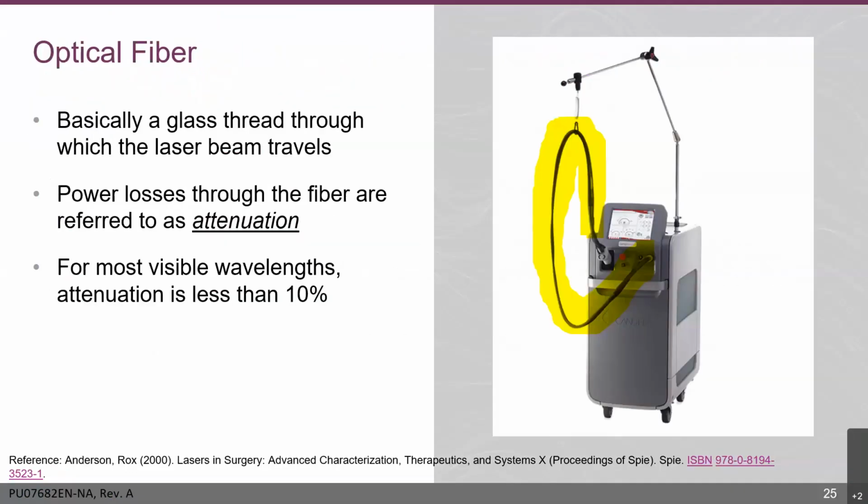Here is our optical fiber. And in this example, we're using it with our Gentle Pro series. So the laser light is produced within the system itself. Then the light passes along this fiber optic cable to the handpiece and to the tissue that we're treating. There is a small amount of power loss when you're using a fiber optic cable, and this is referred to as attenuation. Generally, for most visible wavelengths, this is less than 10%. So we don't lose a large amount of power or energy when we're delivering it through a fiber optic cable.